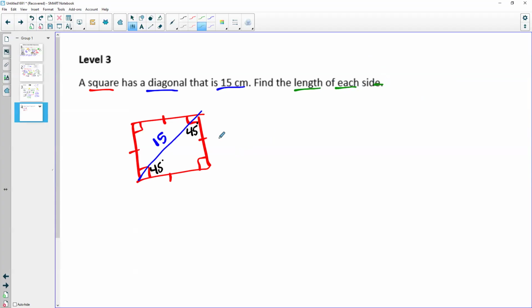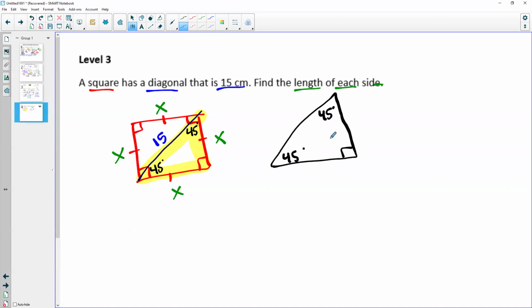Well, the length of each side, I'm going to call this side x. And because this is a square, we know all sides are congruent. So I can call this x, and this is x. What we can focus our attention on now is just this right triangle that I have outlined in yellow. To make that a little easier to look at, I'm going to separate that out off to the side. Here is our 45-45-90 special right triangle, where we have a diagonal of 15, and we have these side lengths of x.